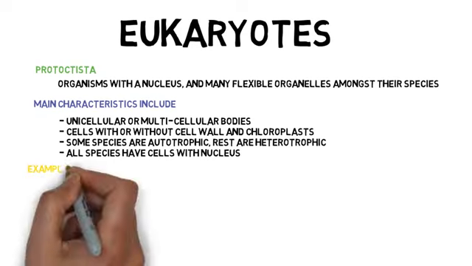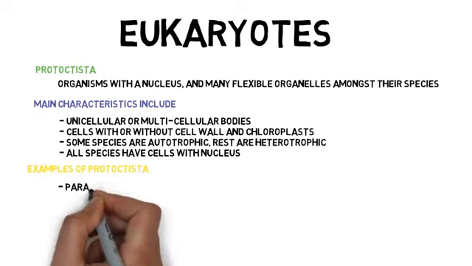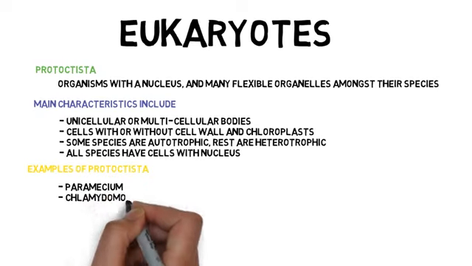Examples of Protoctista are Paramecium, Chlamydomonas, and seaweed.